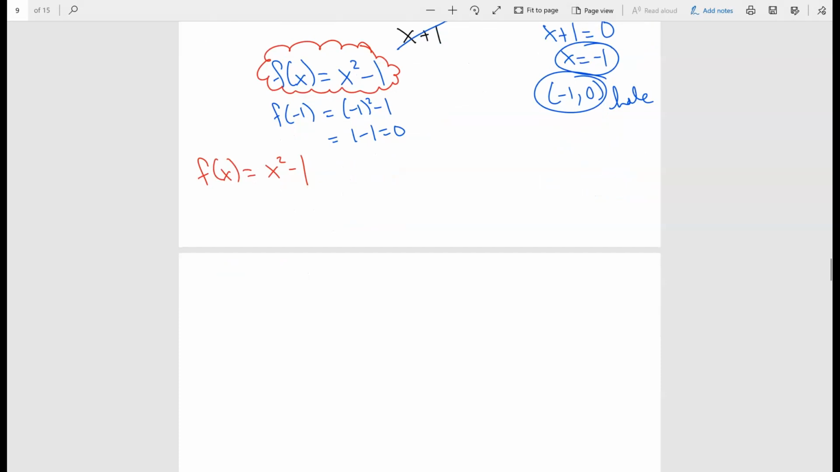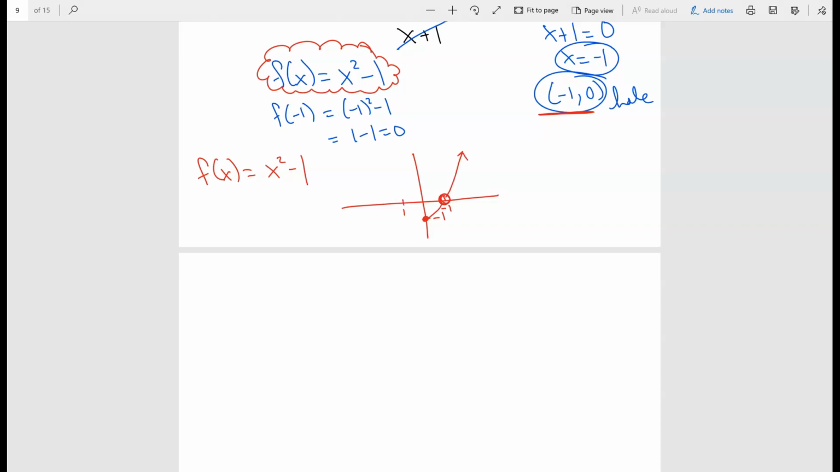This is something that we already know how to solve. This is just a parabola. So this is not even a rational. It's just a parabola going down 1 unit at -1, and then you just have your parabolic shape. Now the only thing that we have to do is incorporate this hole, (-1, 0). So here's (-1, 0). There's going to be a hole right there. So your parabola looks like this.